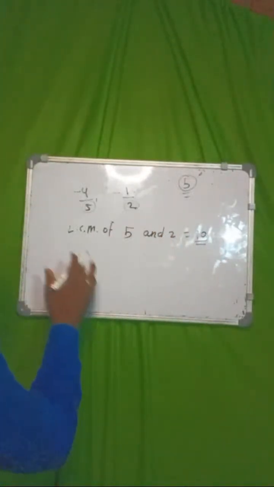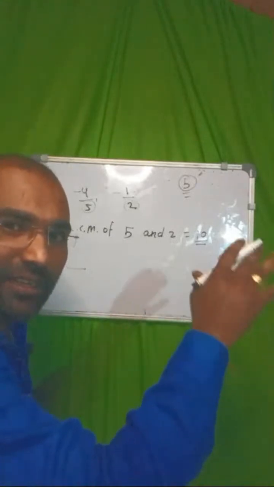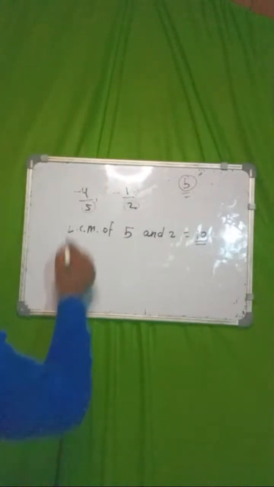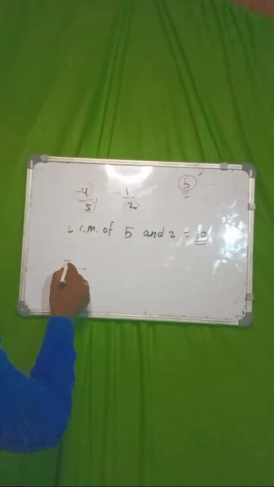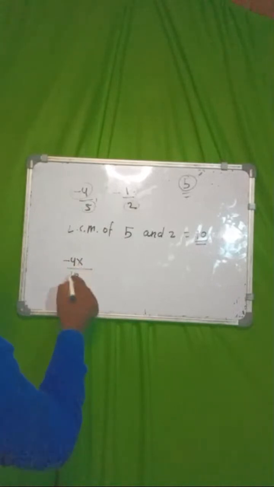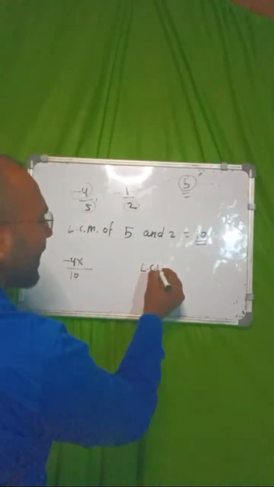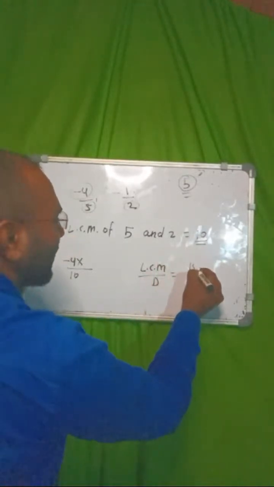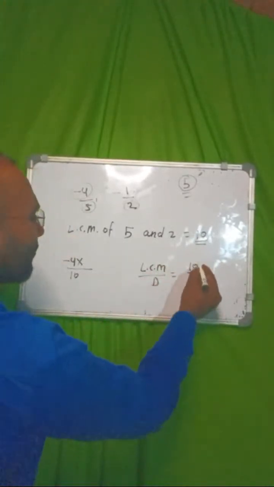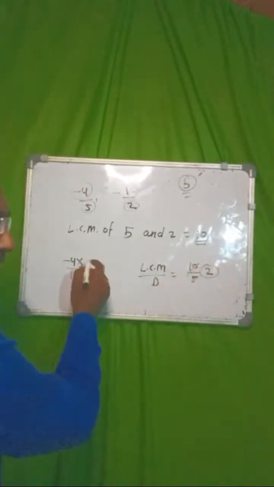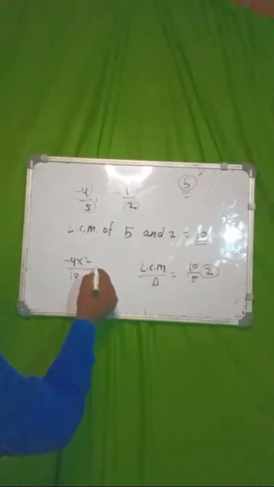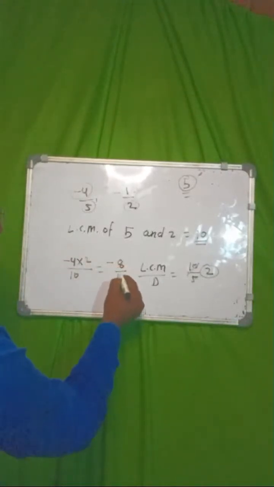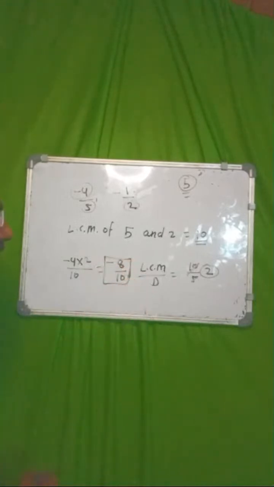We have to change the denominator to the LCM. So in the denominator, what do we write? 10. What's the numerator here? Minus 4. So write minus 4 multiplied by what? The formula is LCM divided by denominator. LCM is 10, divided by the denominator 5. What did we get here? 2. So write 2 here. This much is clear, guys. Minus 4 times 2 is minus 8 divided by 10.